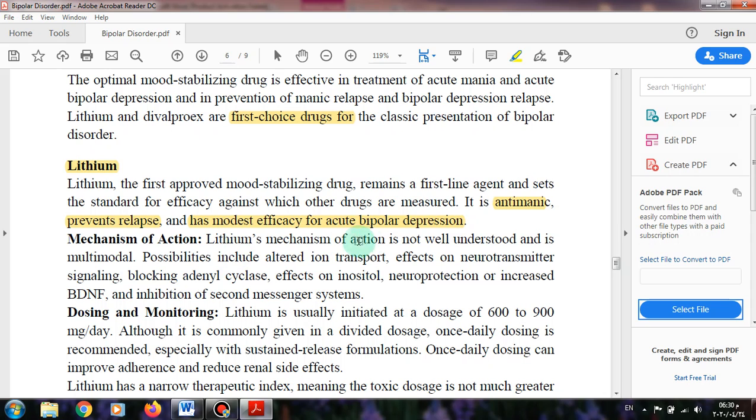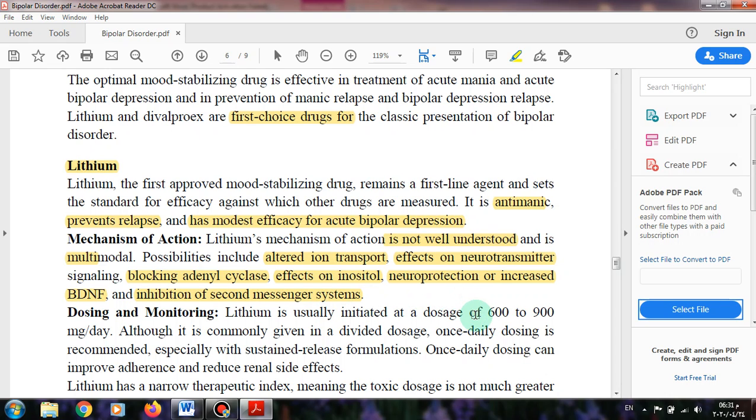The mechanism of action of lithium is not well understood, and its multimodal possibilities include altering ion transport, effects on neurotransmitter signaling, blocking adenylyl cyclase, effects on inositol, and neuroprotection or increased BDNF, brain-derived neurotrophic factor, a protein found in the brain that plays an important role in the maturation and growth of neurons inside the brain, in addition to the protection of such neurons. Also inhibition of the second messenger system.